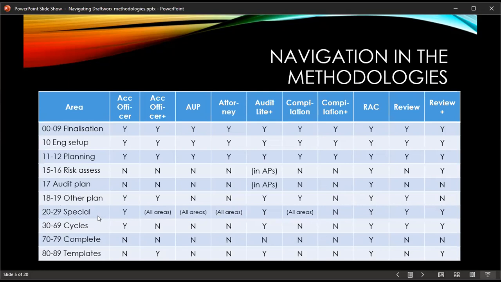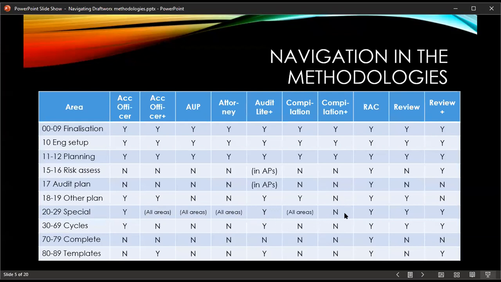Now, the special risk areas, section 20 to 29. In the case of Accounting Officer Plus, agreed upon procedures, attorneys, trusts, and compilations, that section 20 to 29 is basically all your areas. So all of your review programs, audit programs, whatever you may call them, will sit in this 20 to 29 section. There's no need in those methodologies to further split them out.